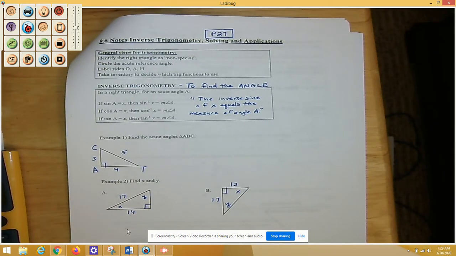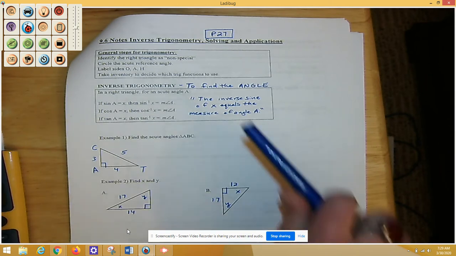All right. Hello, everybody. Today we are going to look at how to find an angle when you are given information about the sides of a right triangle. So this is using inverse trigonometry, and I'm just going to have you pause the video for a moment and write in what you are missing. We are on page 27. So we use inverse trigonometry to find the angle.